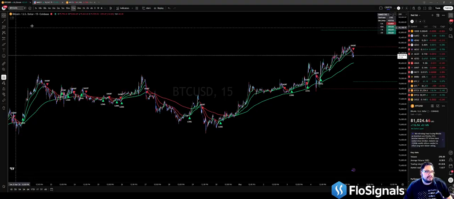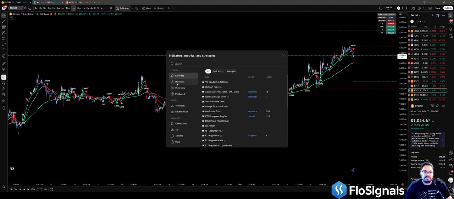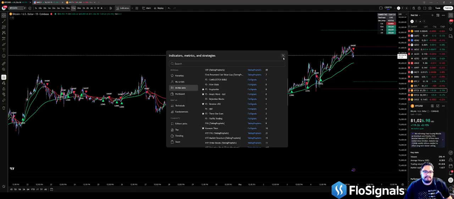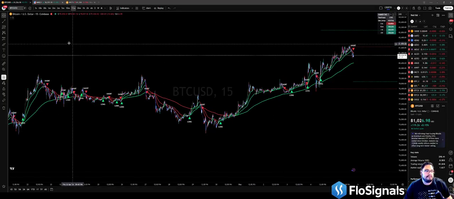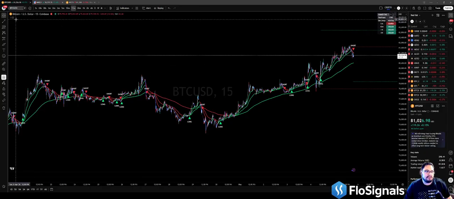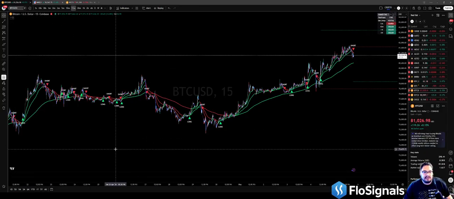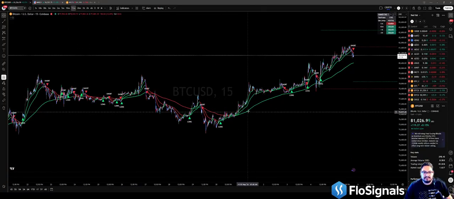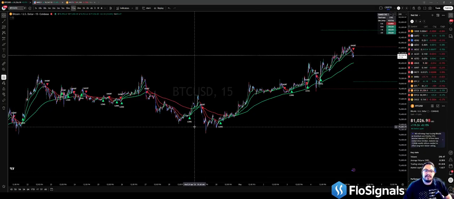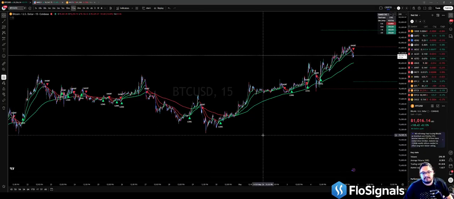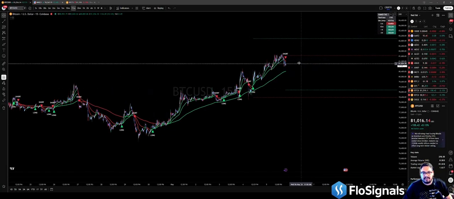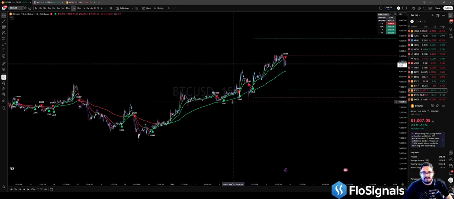So if you don't have it, you can definitely go to your indicators, your invites, and you'll see Hammertime right there. Once you click it, it'll open and it'll look something like this. What you're going to see is a bunch of green and red lines. You'll have longs and shorts. You'll definitely see some green lines and red lines on these.